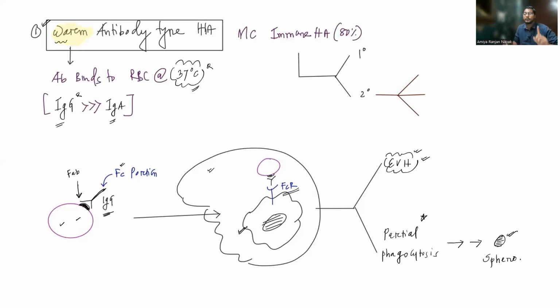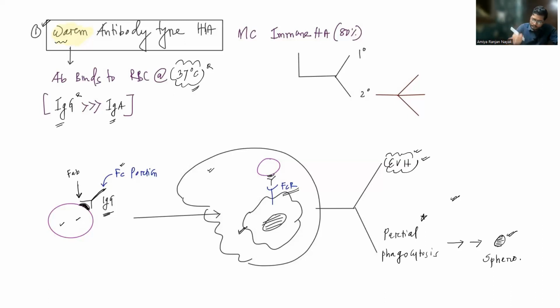And I also told you at that time that if you're finding spherocytes in a peripheral smear, the most common cause is autoimmune hemolytic anemia. So if in the question they give a smear of spherocytes and ask what is the next step, then the answer has to be direct Coombs test, because by doing the Coombs test, we can identify these IgG antibodies which are bound to the surface of the RBCs. Okay, so this is the pathogenesis.